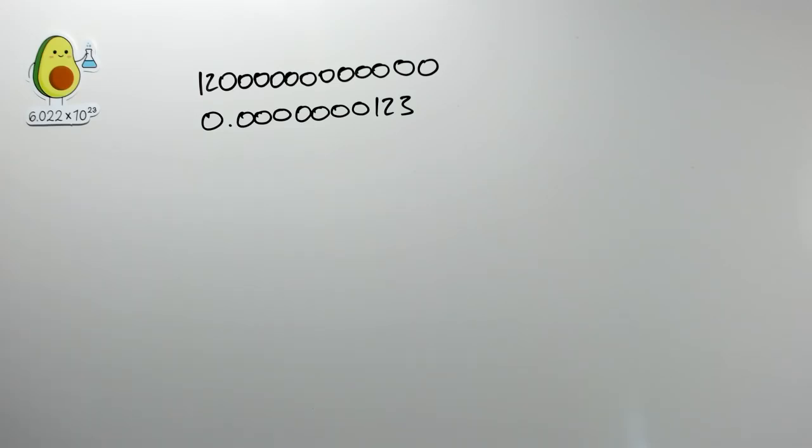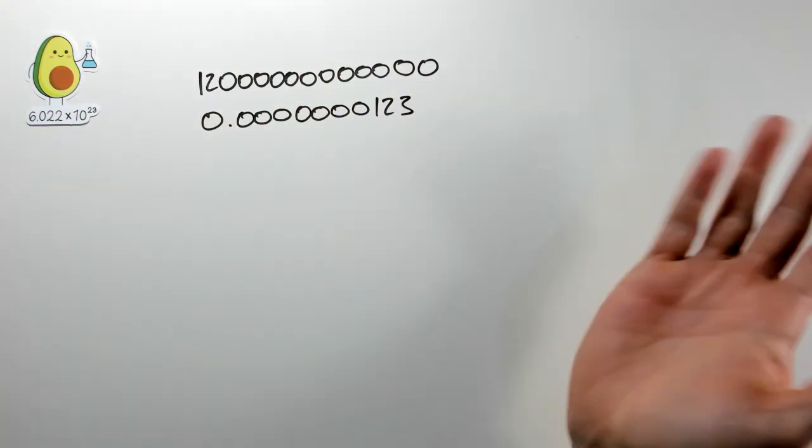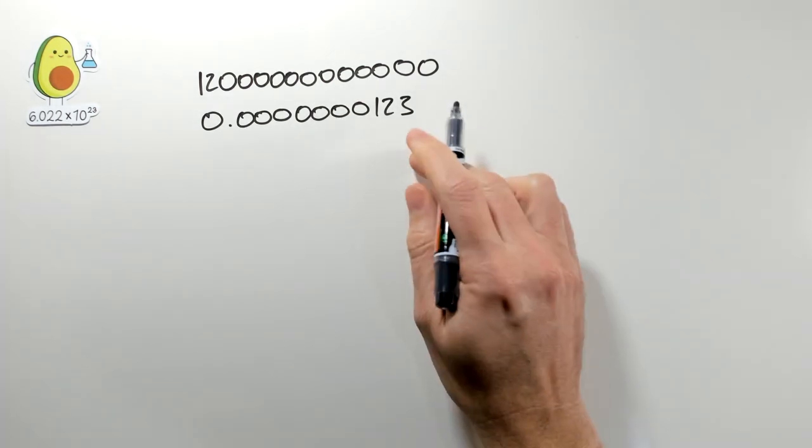Okay, in today's video, we're going to look at standard form, or sometimes it's called scientific notation. And basically, it's just a way of writing big numbers or small numbers. Now, in our everyday life, we don't really use this. We usually try and use units.